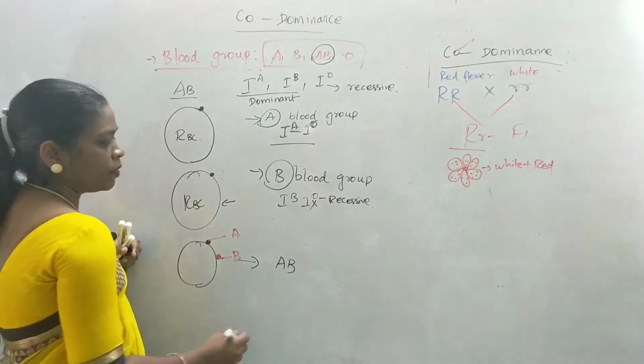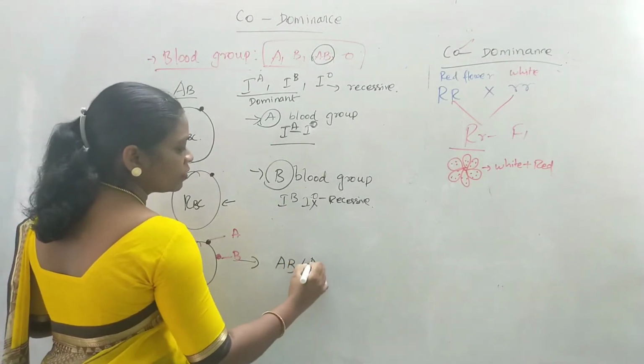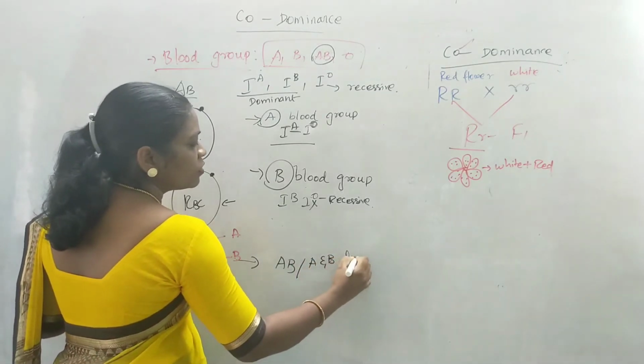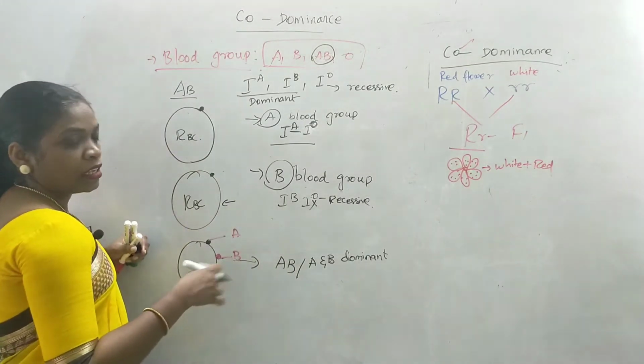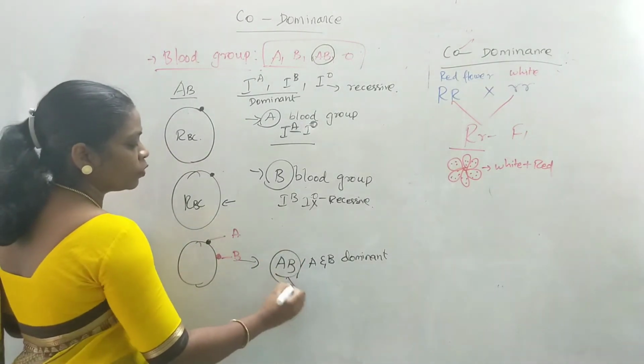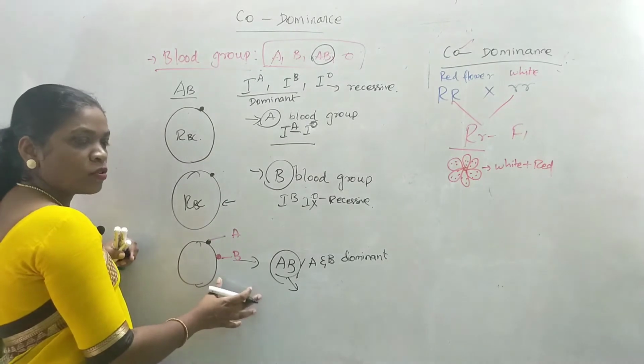But in case of A and B blood group, both A and B are dominant. So both A and B dominant genes express their characters together, resulting in a blood group known as AB. So this is known as codominance.